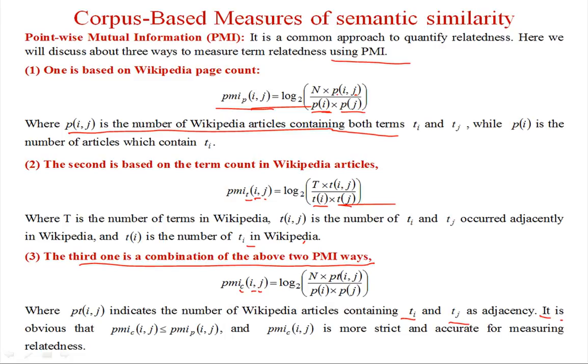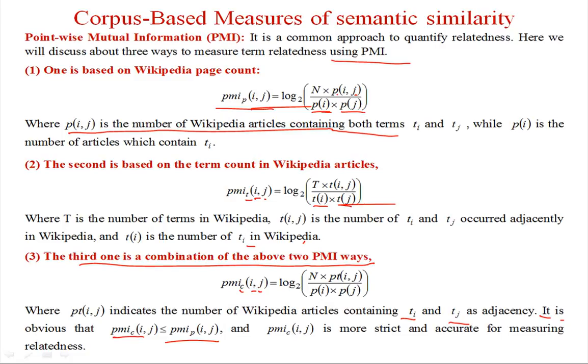It is obvious that point-wise mutual information on a combined basis can give a lower score but is more accurate with respect to point-wise mutual information based on the page count.